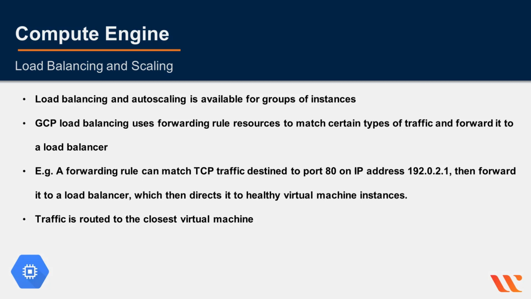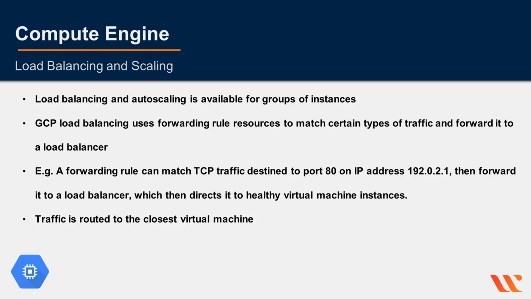Load balancing and autoscaling is available for groups of instances. GCP load balancing uses forwarding rules in order to balance resources and performance. It matches certain types of traffic and it forwards it to a load balancer when it thinks that it needs to be distributed.